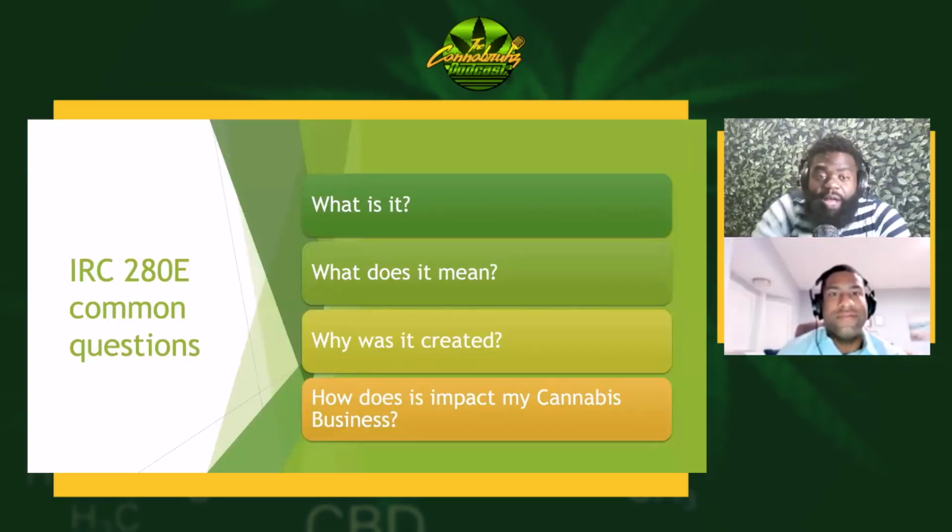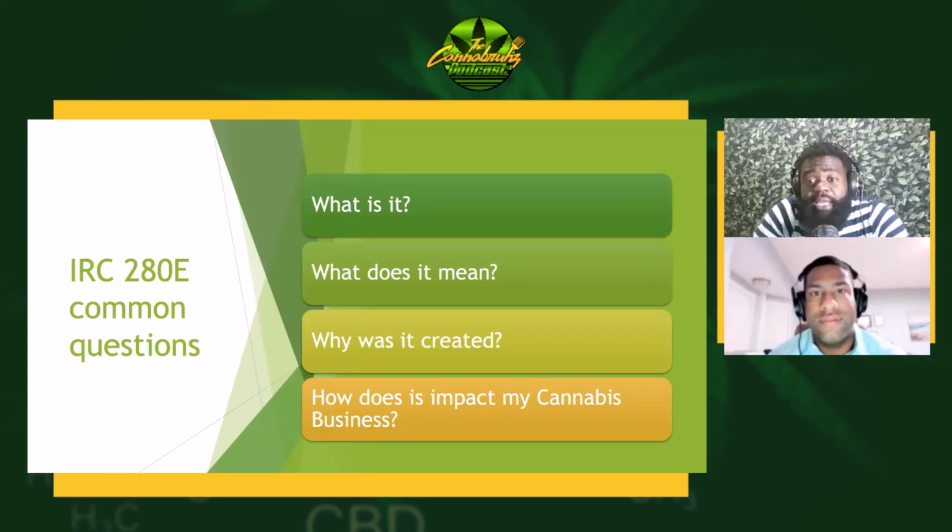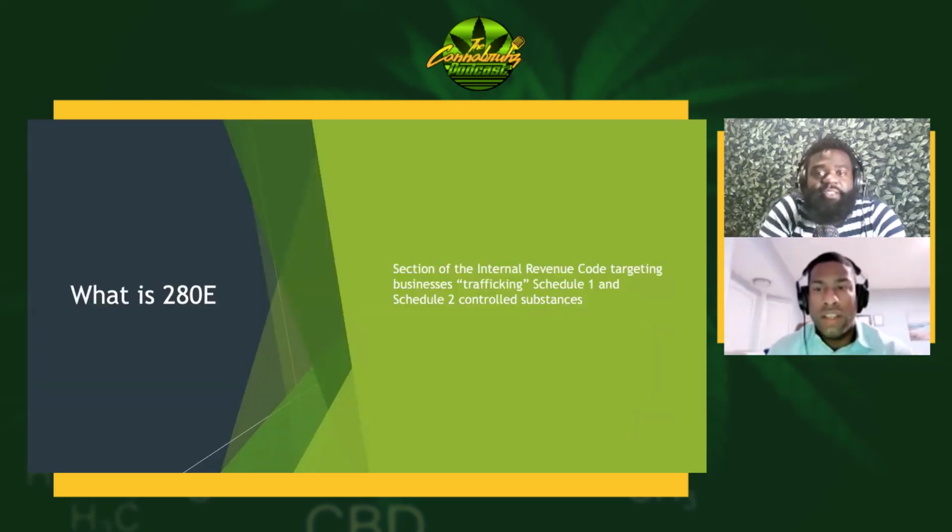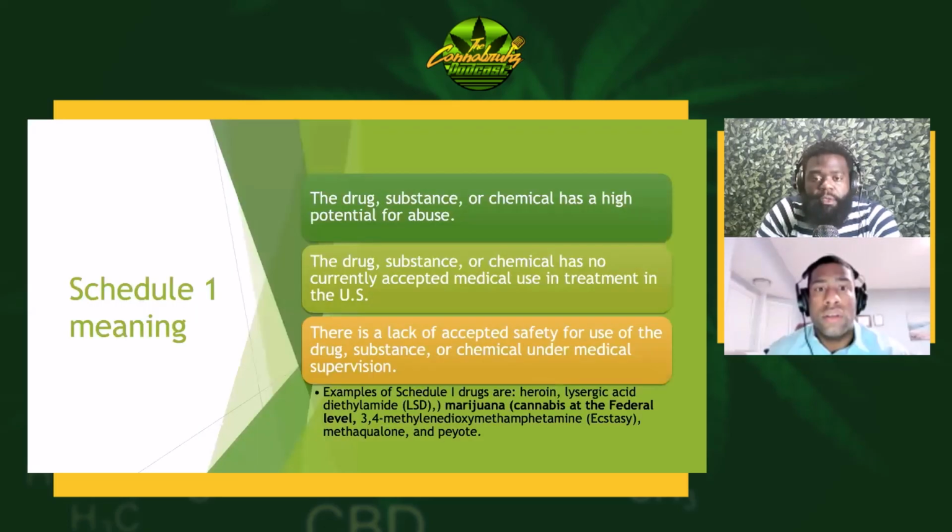So we're going to talk about IRC 280E common questions. Everybody wants to know, what is it? What does it mean? Why was it created? And how does it impact my cannabis business? So what is 280E? Basically, 280E is a part of the Internal Revenue Code that specifically targets Schedule 1 and Schedule 2 controlled substances.